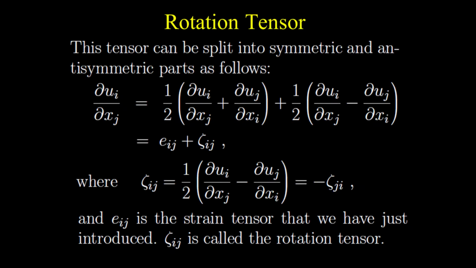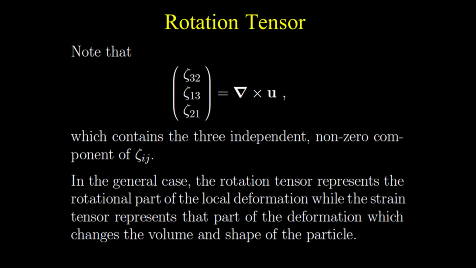The spatial gradients of the displacement constitute a second-rank tensor that is called the deformation tensor. This tensor can be split into symmetric and antisymmetric parts as follows. And Eij is the strain tensor that we have just introduced. Var epsilon is called the rotation tensor. To understand the origin of the name of var epsilon, let's introduce the following vector, which contains the three independent, non-zero components of var epsilon.